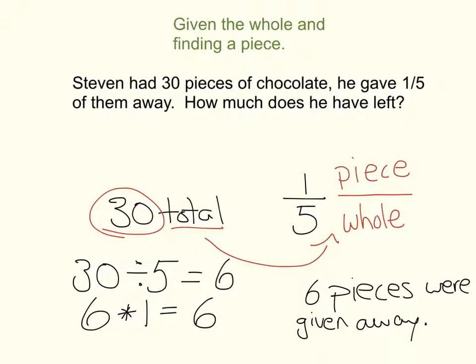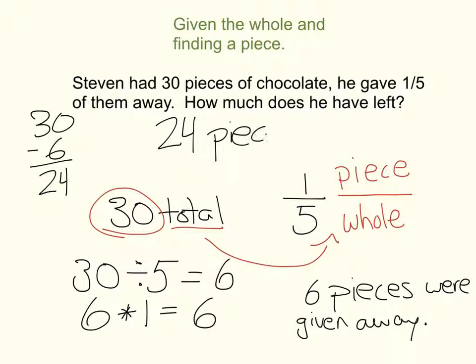Now if we go back to read the word problem, we can see that it's actually how much he has left. So we would have to do real quick 30 minus 6 to get 24. 24 pieces left. We're going to try another practice problem.